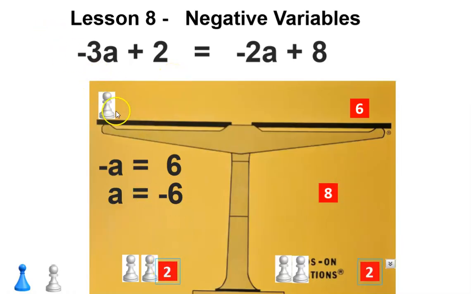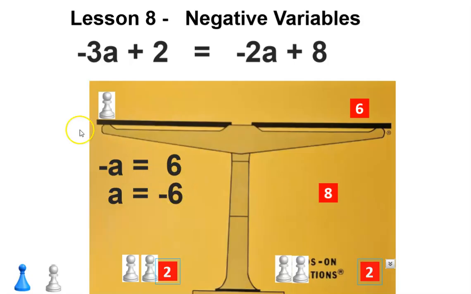Now here we see it's not a equals 6, it's negative a equals 6. And so a equals negative 6. I would have them say both of these things out loud at the same time. We say negative a equals 6, a equals negative 6.